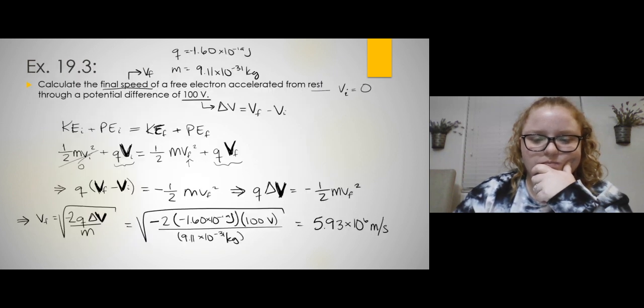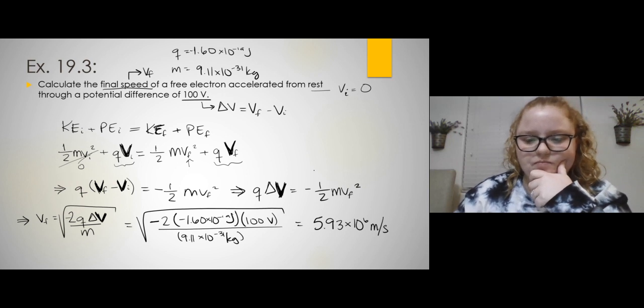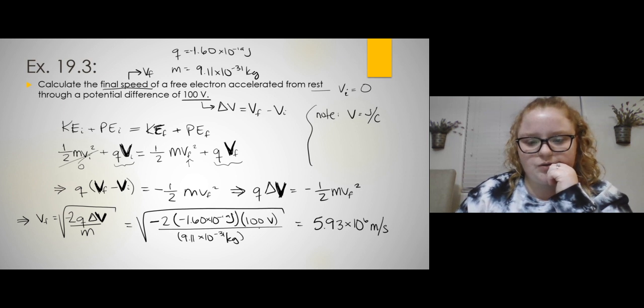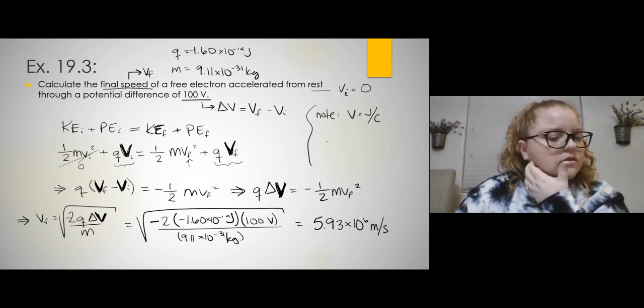Joule per coulomb. Oops, sorry, too far. I'm just putting a note: volt equals joule per coulomb. Okay, so that crosses out with that. No, it doesn't. Joule squared. What is coulomb?